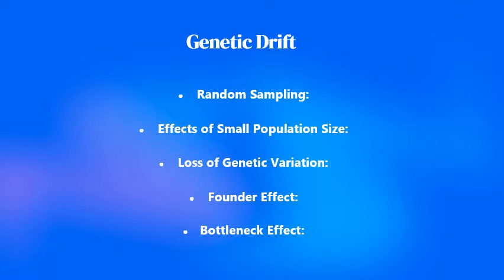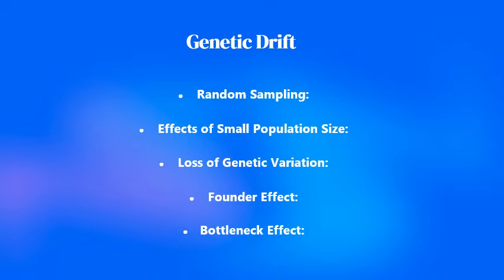Okay, let's talk about genetic variation and the loss of it. Over generations, genetic drift can lead to the fixation of certain alleles, where all individuals in the population carry the same allele, and the loss of others. This reduces genetic diversity within the population as well.